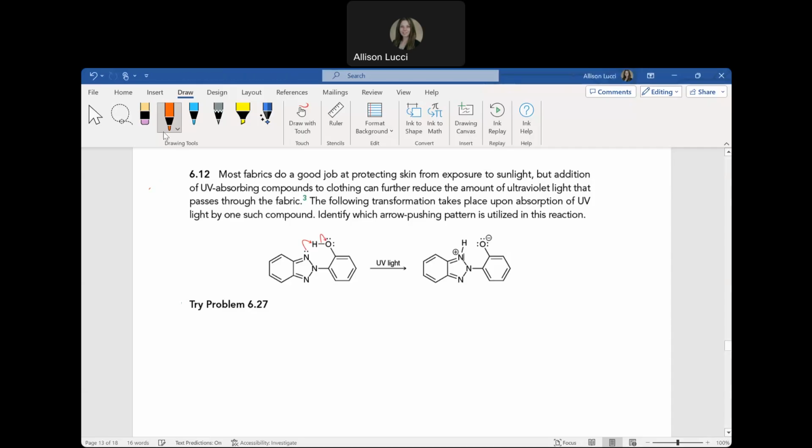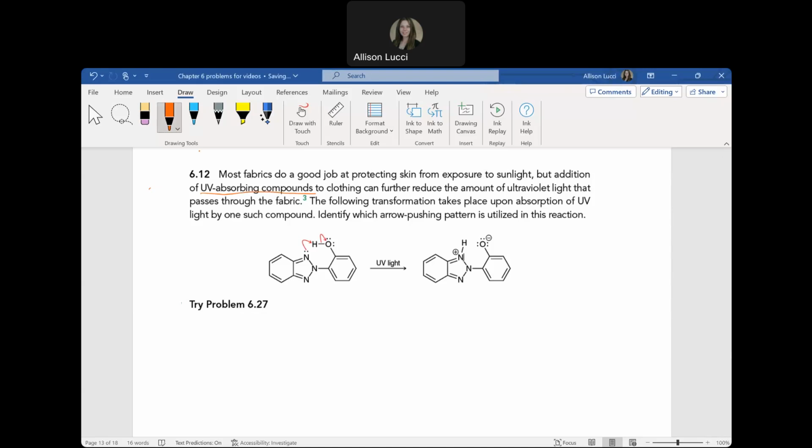We're going to take a look at problem 6.12 here. And they tell us a story about this molecule, how it is used in ultraviolet, or it is an ultraviolet absorbing compound that can be used in clothing to further protect skin from sunlight exposure.